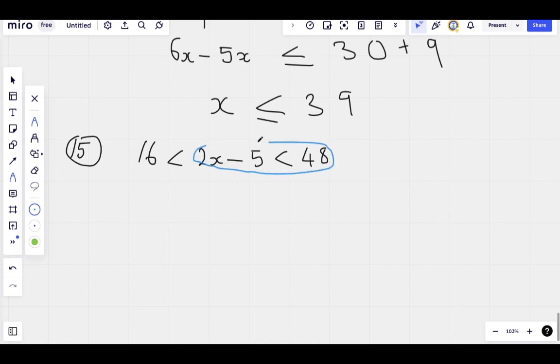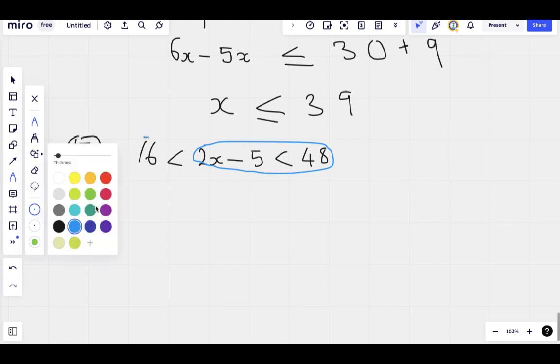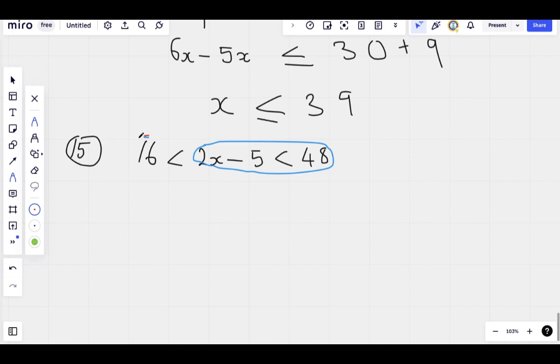On the right we have this. Then on the left, let's use a different color, so that it should not be confusing. So we break it into two. We write the left one out: 16 is less than 2x minus 5.